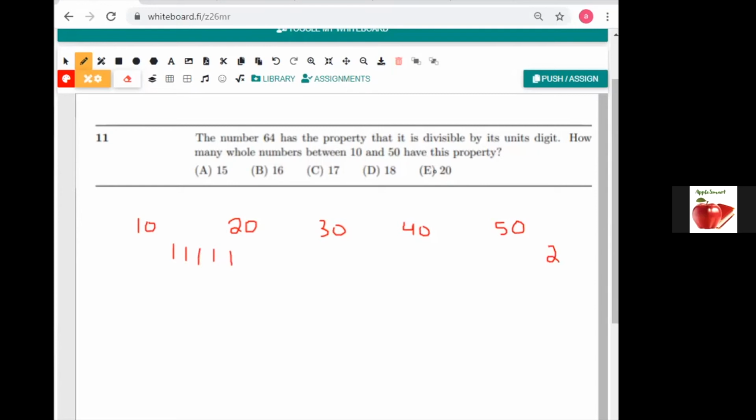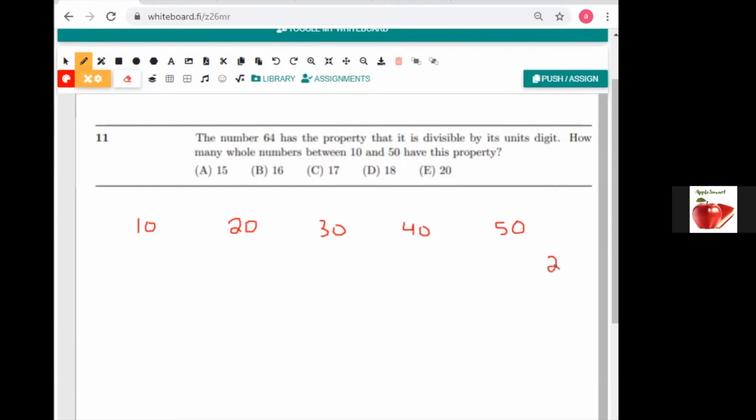So I would continue doing that for this whole question. I actually don't like the way this is set up. I'm sorry, I'm setting this up wrong. Couldn't 11 also be correct? Right, I set this up wrong. My apologies. Okay, so it has to be divisible by its units digit.